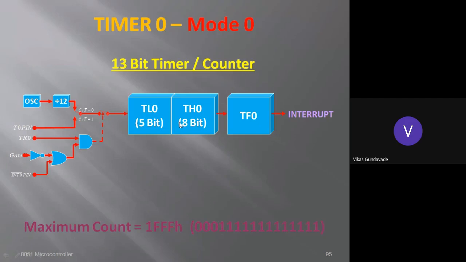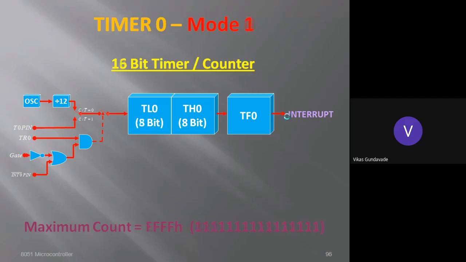So the maximum count which we can load into this TH0 and TL0 is 1FFF. That will be the maximum count which we can store into TH0 and TL0. Now, when it reaches the maximum value of 1FFF, the next value will be 0. At that time, the TF0 bit will get set and it will generate the interrupt.